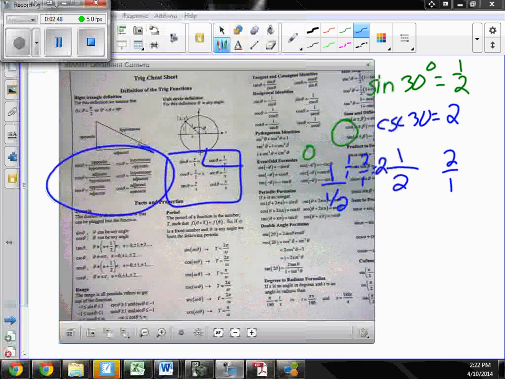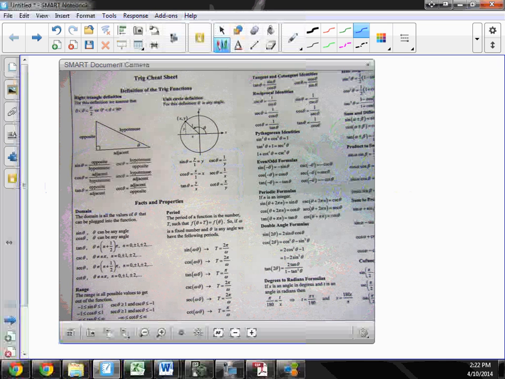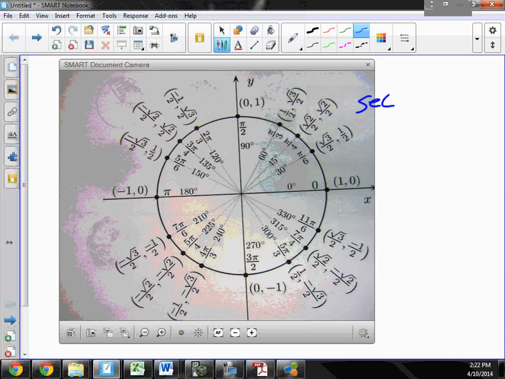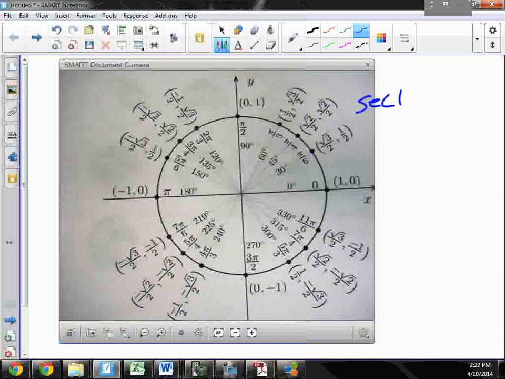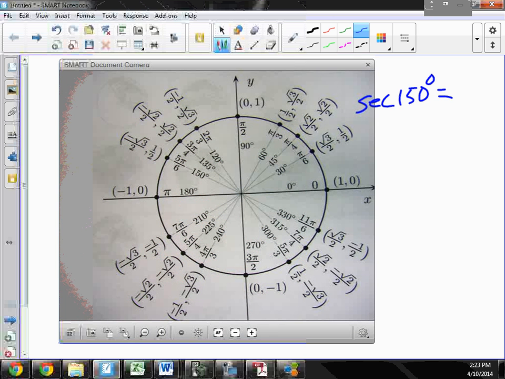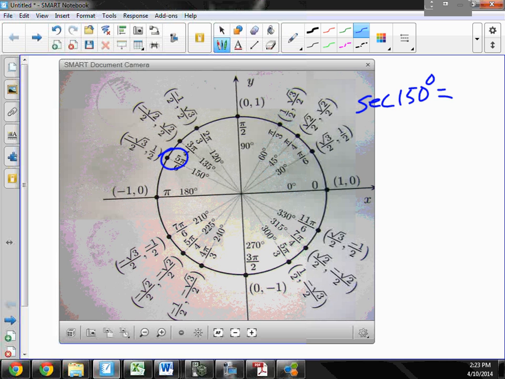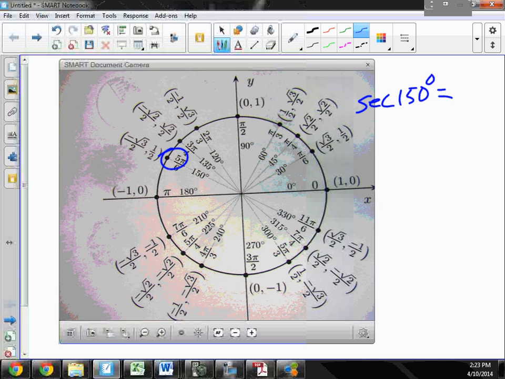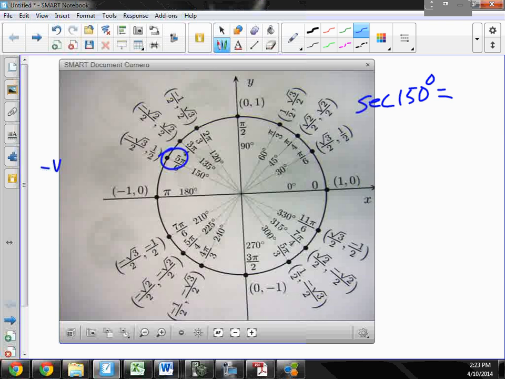Okay? So what would the secant of 150 degrees be? Well, I go to 150, which is right here. Secant is the reciprocal of the cosine, so it's the reciprocal of the x value. My x value is negative root 3 over 2. That is the cosine of 150. The secant of 150 is negative 2 over root 3.